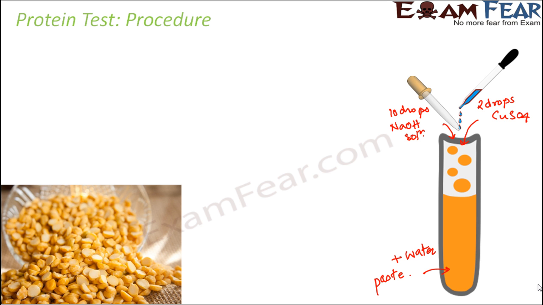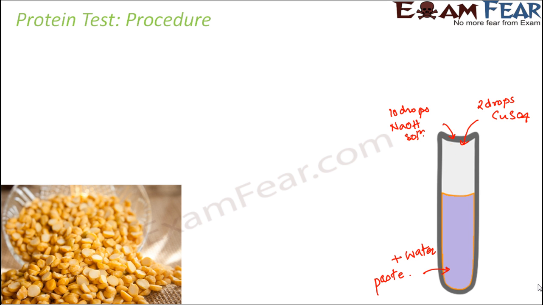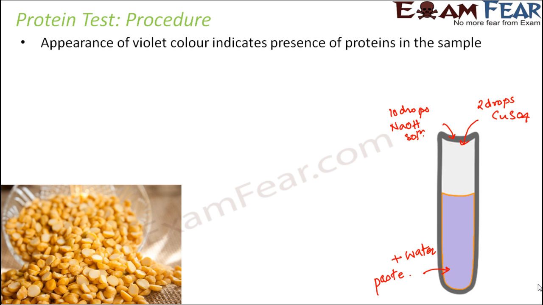Once you have shaken it really well, you leave it undisturbed for a couple of minutes. You just leave it as it is, do not move it, do not shake it. Leave it for some time, and then what do you observe? You observe a change in color, as you can see here. A violet color appears, and this appearance of violet color indicates the presence of proteins.